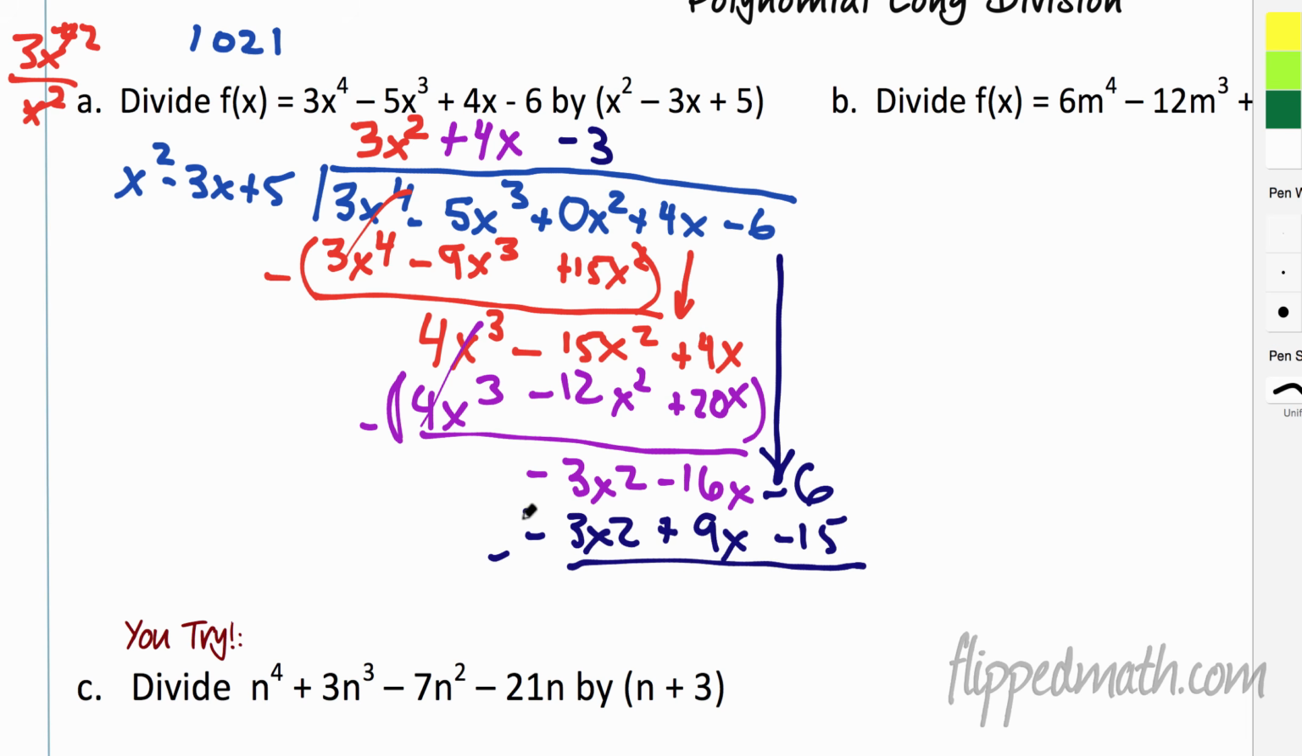Now the last part, I need to subtract this because we are going to get a remainder here. Say what? We're going to get a remainder. They're going to cancel. Negative 16x minus 9x is negative what? 25x.